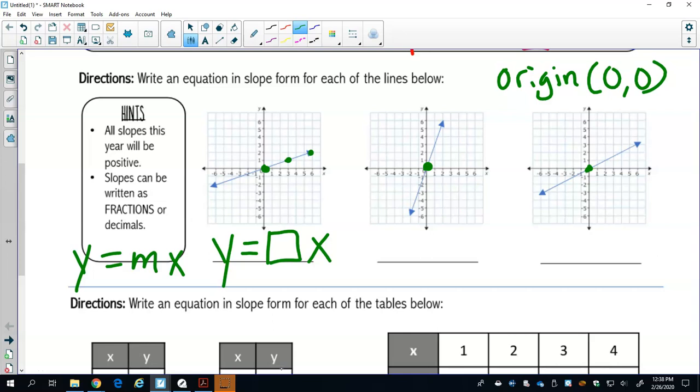So now I'm going to calculate my rise over run between the 2 points. I can see that from this one to this one, I go up 1. My rise is 1, my run is 3. So slope is equal to rise over run, 1/3. So now my equation is y equals 1/3 x.